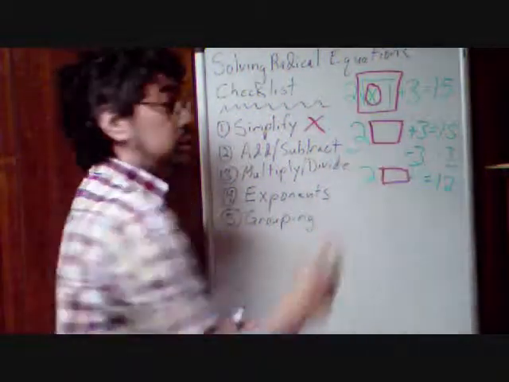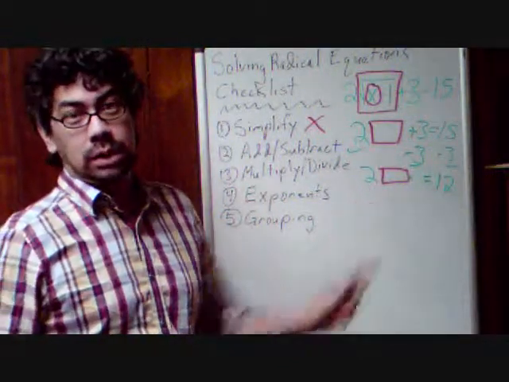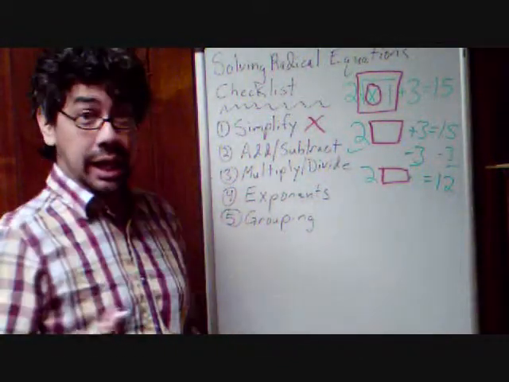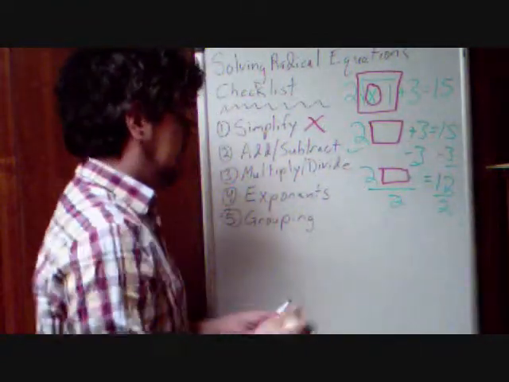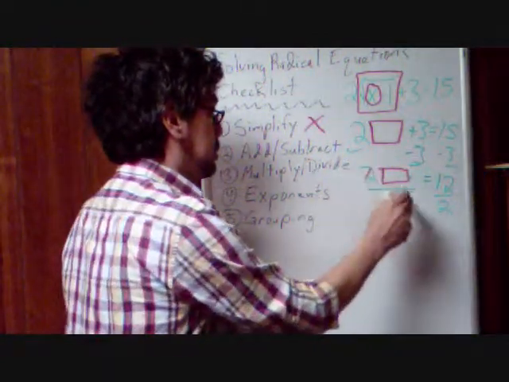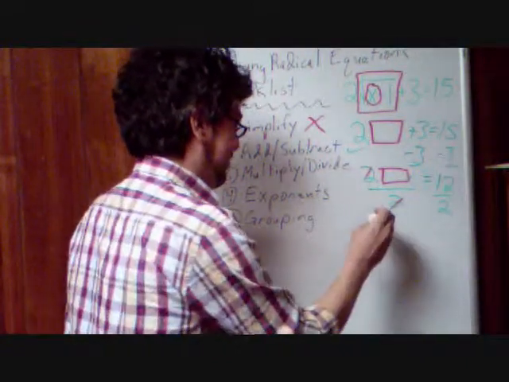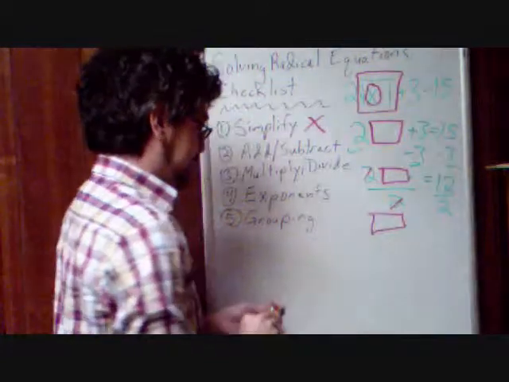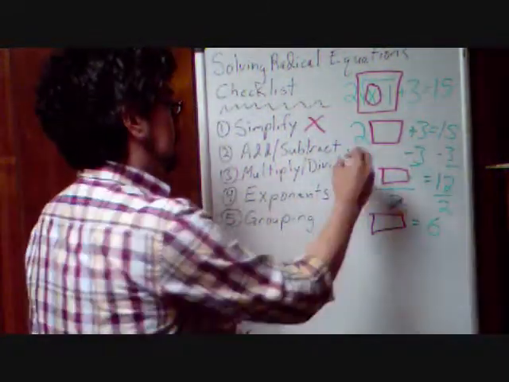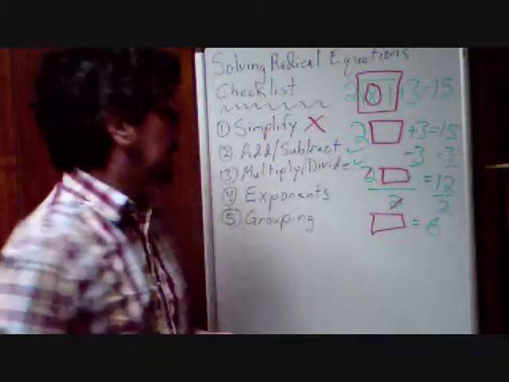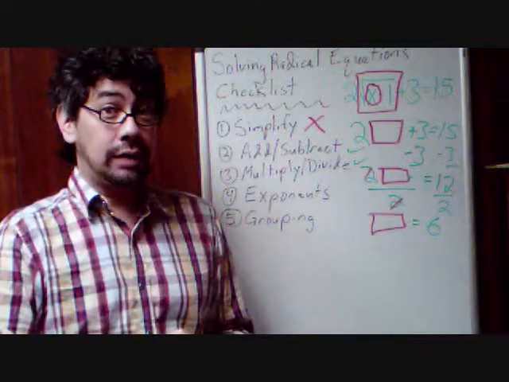So we've done our add, subtract. Multiply, divide. We've got our block being multiplied by 2. So we're going to do the opposite of that. We're going to divide. So we did our multiply, divide. Now let's go ahead and fill our block back in, because now all we have is our block.